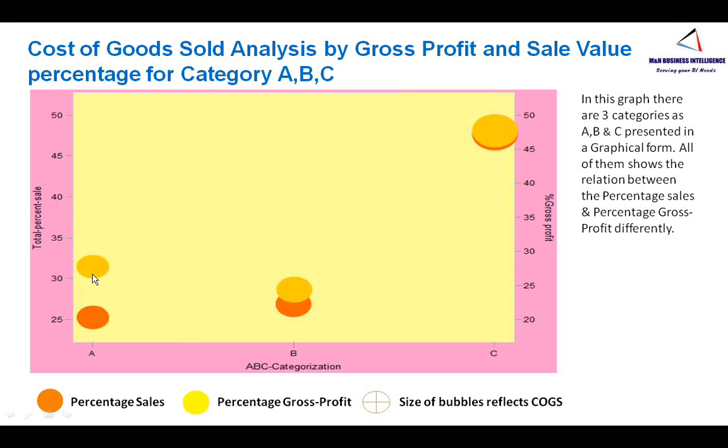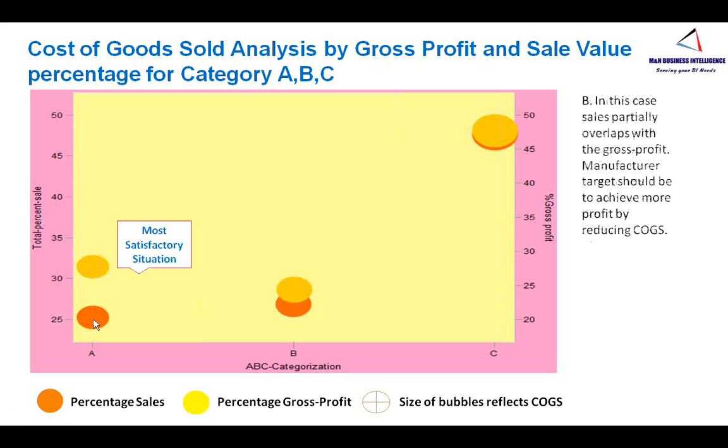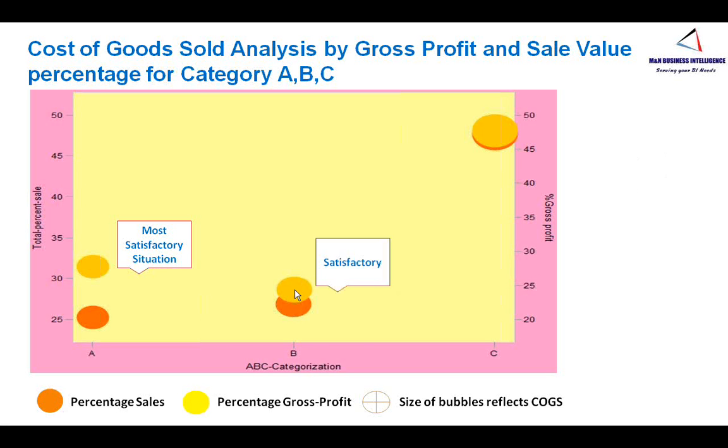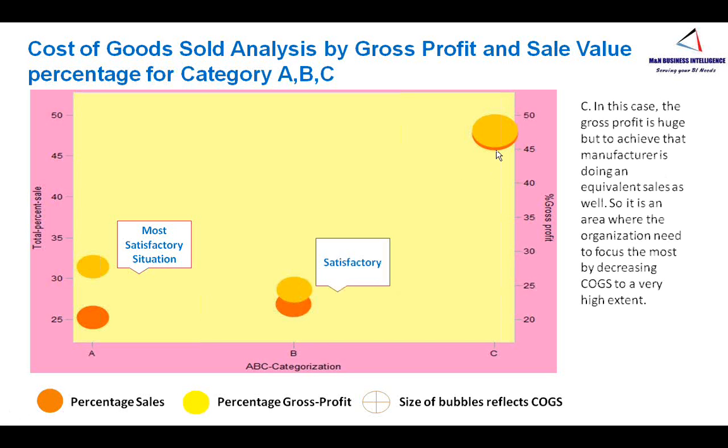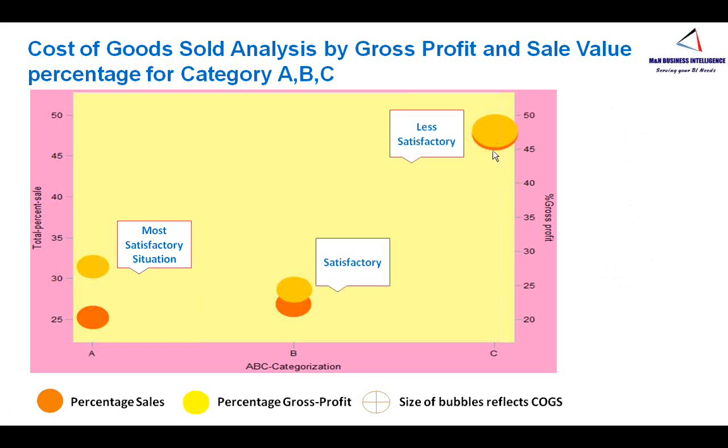Now this is an optimum scenario. You're getting more gross profit with a lesser amount of sales. It's the most satisfactory situation. Then you're getting the same amount of gross profit with the same amount of sales. But here, what we are seeing is the least satisfactory situation. That means the gross profit and the sales overlap.